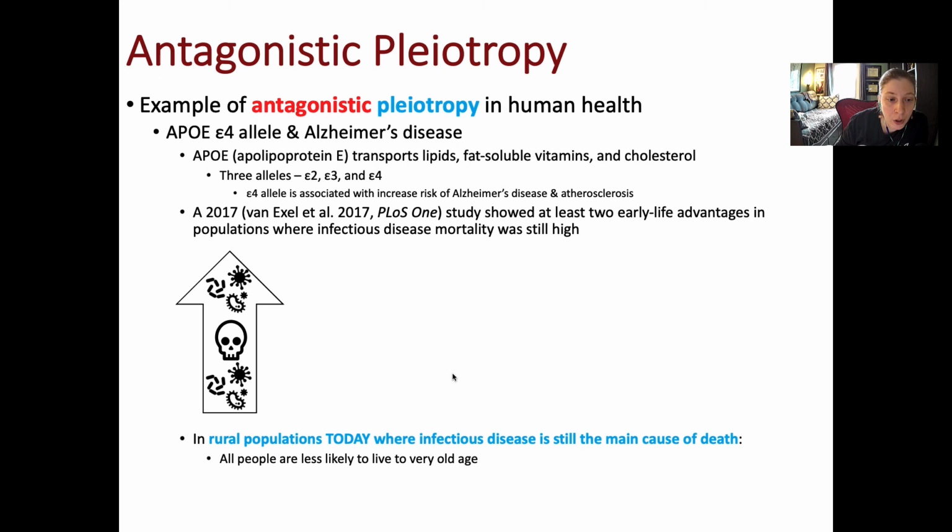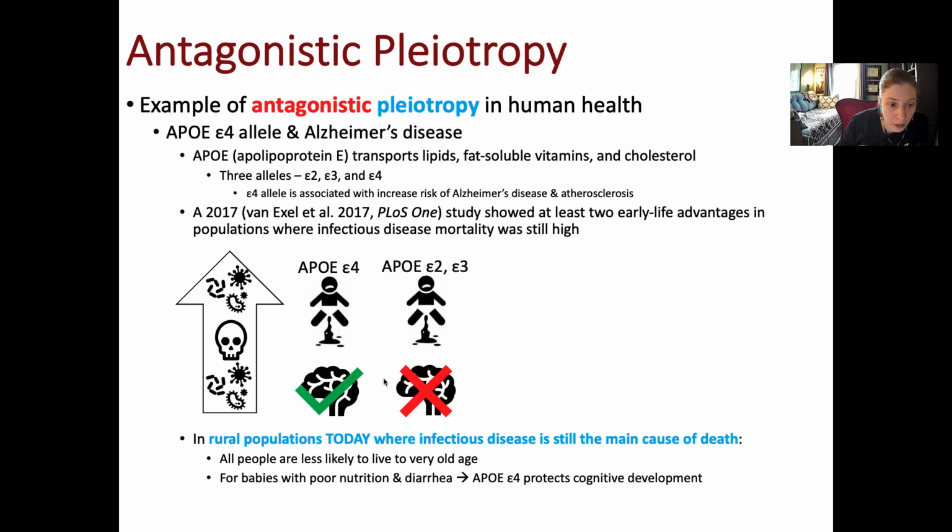The two advantages that Van Exel et al. found were these. Babies that have one copy of epsilon 4 are much more likely to have normal brain development while also having poor nutrition and diarrhea as young infants. So ApoE epsilon 4 protects cognitive development, while for those with epsilon 2 and epsilon 3, the poor nutrition and diarrhea they experience as babies leads them to have cognitive defects later in life.